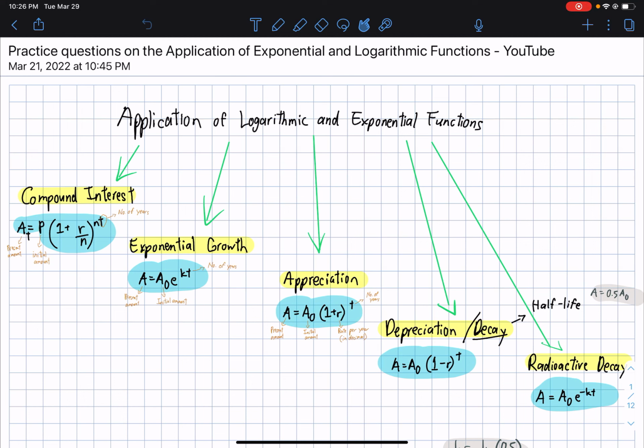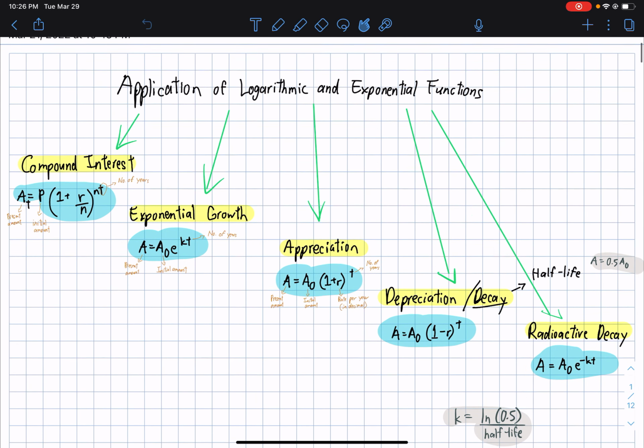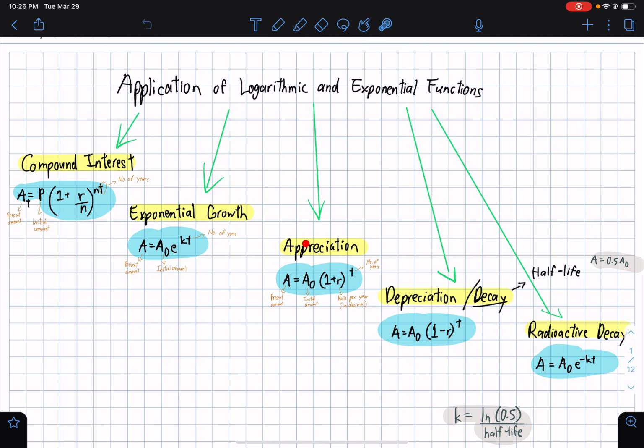In this video, we will be solving practice questions on the application of exponential and logarithmic functions. In terms of the application, we have basically 5 common applications wherein logarithmic and exponential functions are useful.